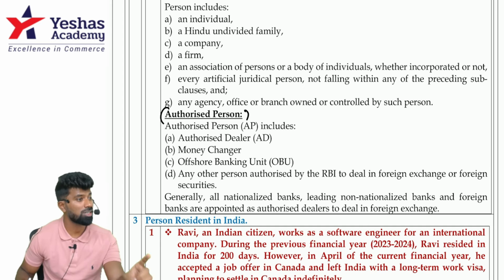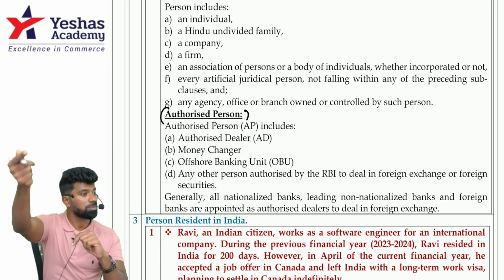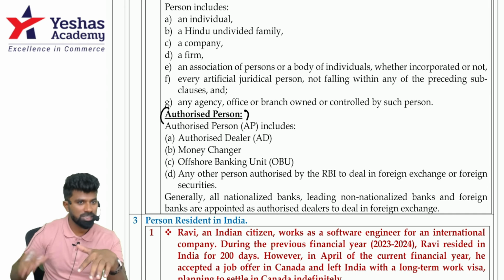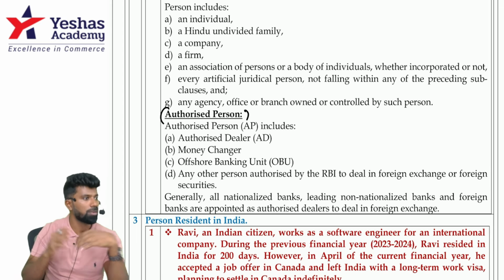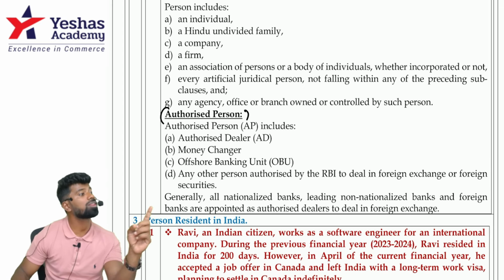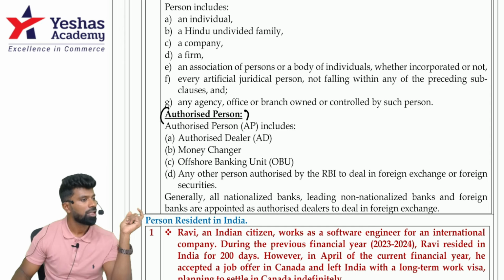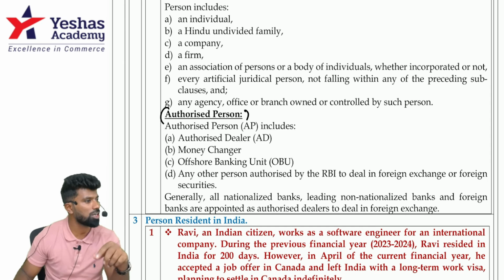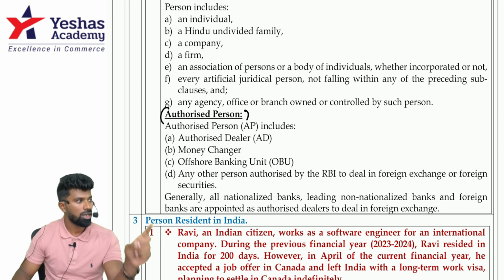Authorized person means a person who is authorized by the RBI. It includes an authorized dealer, especially all the major commercial banks, which are notified as authorized dealers. If I want to receive any foreign exchange, I should receive it through an authorized dealer. So authorized person includes an authorized dealer, money changer.